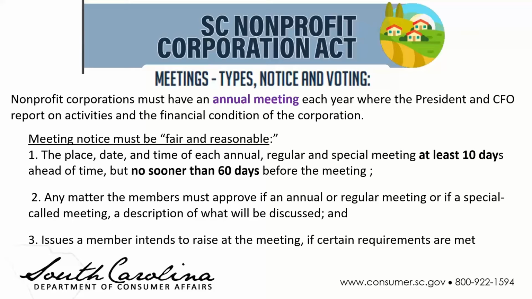The place, date, and time of each annual, regular, and special meeting must be given at least 10 days ahead of time, but no sooner than 60 days before the meeting. If that's followed, then it is considered fair and reasonable. Any matter the members must approve if an annual or regular meeting, or if a special called meeting, a description of what will be discussed and issues a member intends to raise during the meeting, if certain requirements are met. So if the corporation notifies members of these following things, then the notice is considered fair and reasonable.